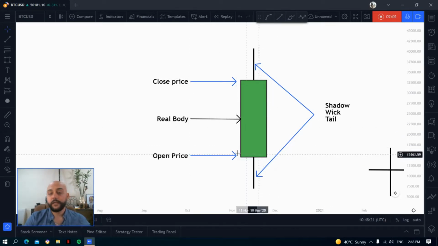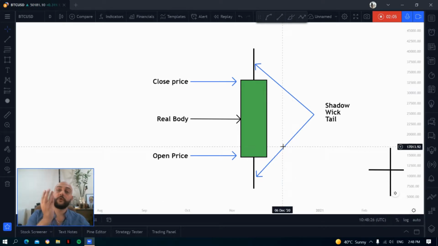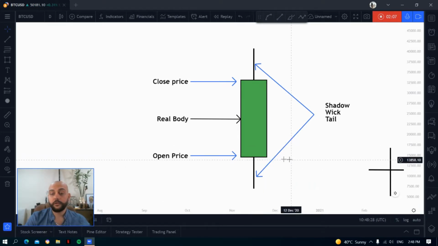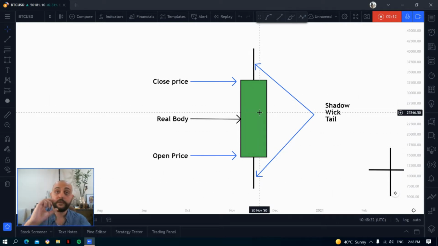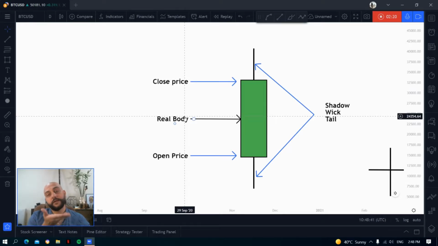So let's say the market opens here at $1. In a bullish candle, the market is going up. So it opened here at $1, then the market started moving up and down in that specific time. In that 1 hour, the market went up and closed here. So always in the bullish candle, the open price starts at the bottom and the close ends at the top.